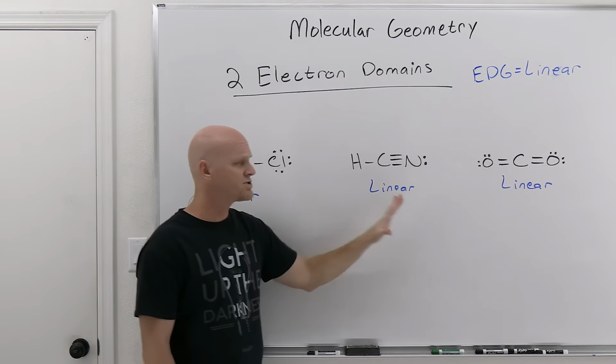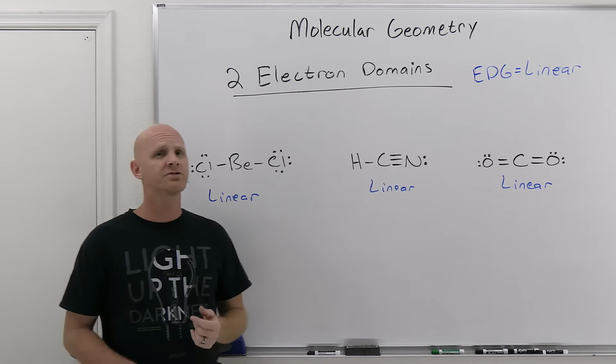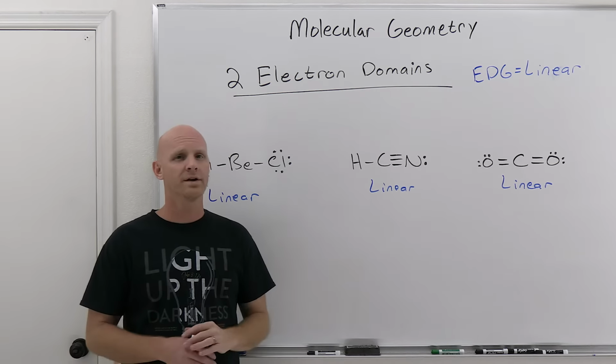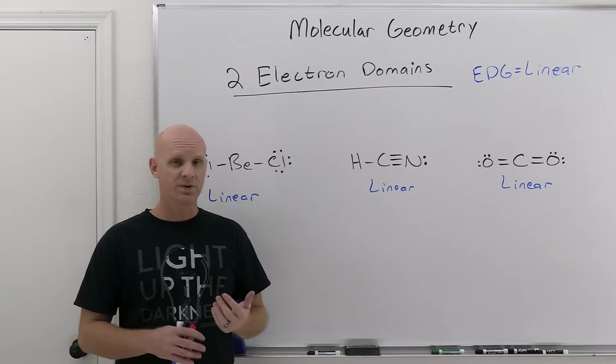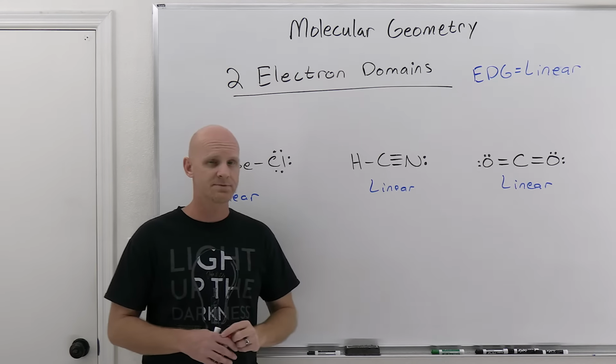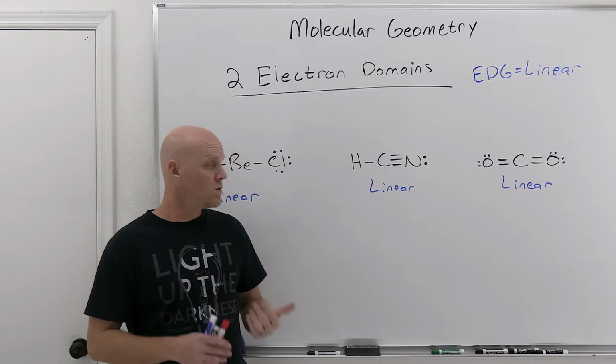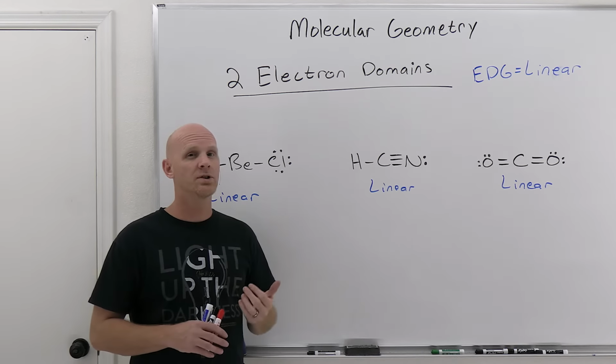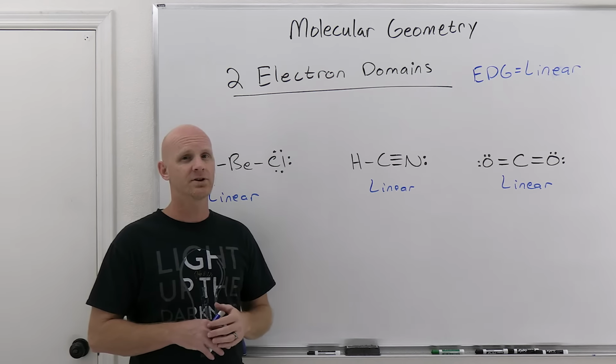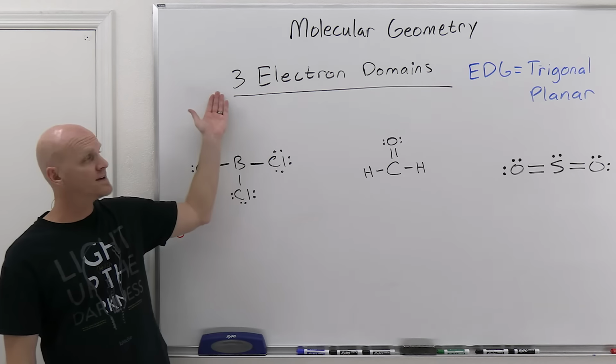linear. So I just wanted to show you some variety, that single bonds, double bonds, and triple bonds all count as 1 electron domain each. So it really is just the number of atoms the central atom is bonded to, not necessarily the number of bonds that it's making. Cool. We'll start to see some variety, though, when we go to larger numbers of electron domains. Let's take a look. So now let's take a look at 3 electron domains.